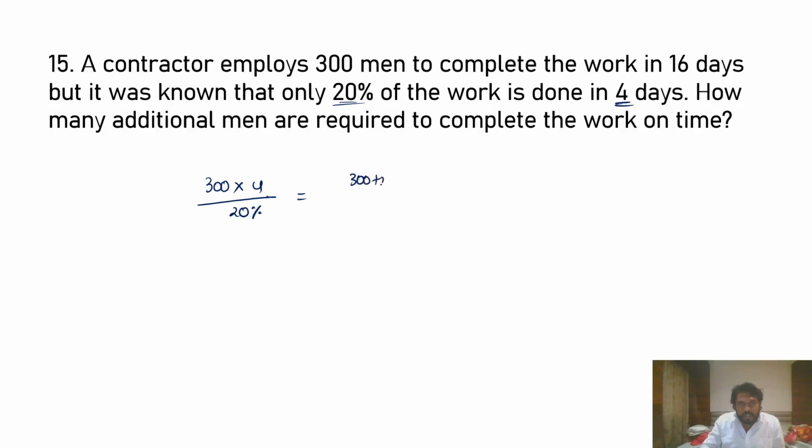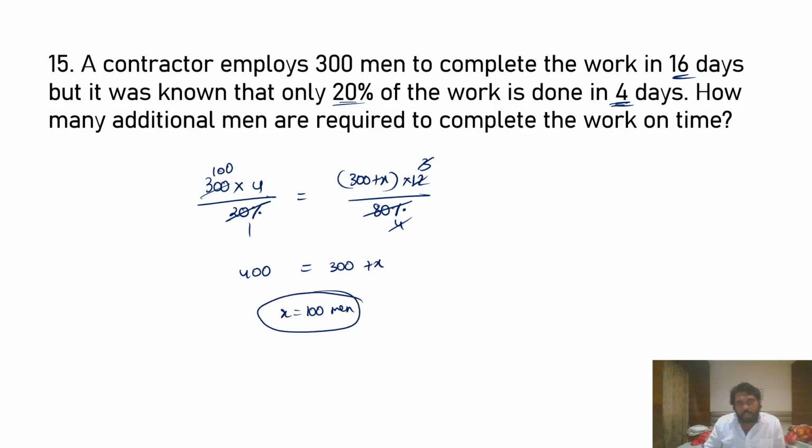300 plus extra men should work for how many days? Out of 16, 4 days completed, 12 days remaining. And how much work should be completed? Out of 100%, 20% completed, remaining is 80%. So 20 ones, 20 fours, 4 ones, 4 threes, 3 ones, 3 hundreds. 100 into 4 would be 400 equals 300 plus X, whereas X equals 400 minus 300, the difference is 100 men. So what formula have I used? M1 D1 H1 by W1 equals M2 D2 H2 by W2. I hope you understood the work equivalence formula and LCM method.